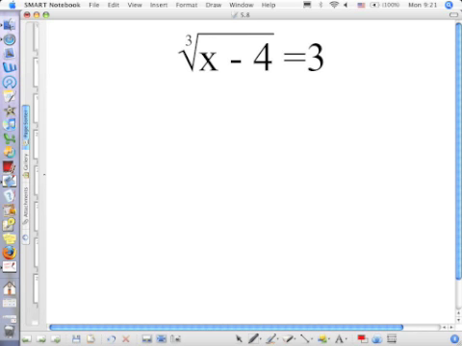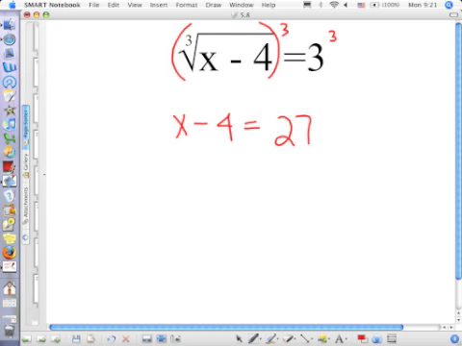What do you do first? Cube both sides. The radical's already isolated. There's nothing else over there. All right, so my first step is to cube both sides, which simply leaves me with x minus 4 equals 9. No, it doesn't. Sorry. 27.